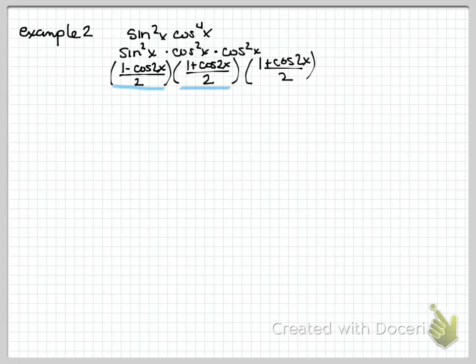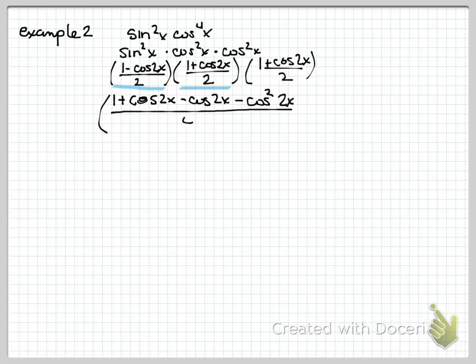So if I take 1 minus the cosine of 2x times 1 plus the cosine of 2x, I'm going to get this: 1 minus cosine of 2x plus the cosine of 2x minus cosine times cosine, which is going to give me cosine squared of 2x, all over 4.